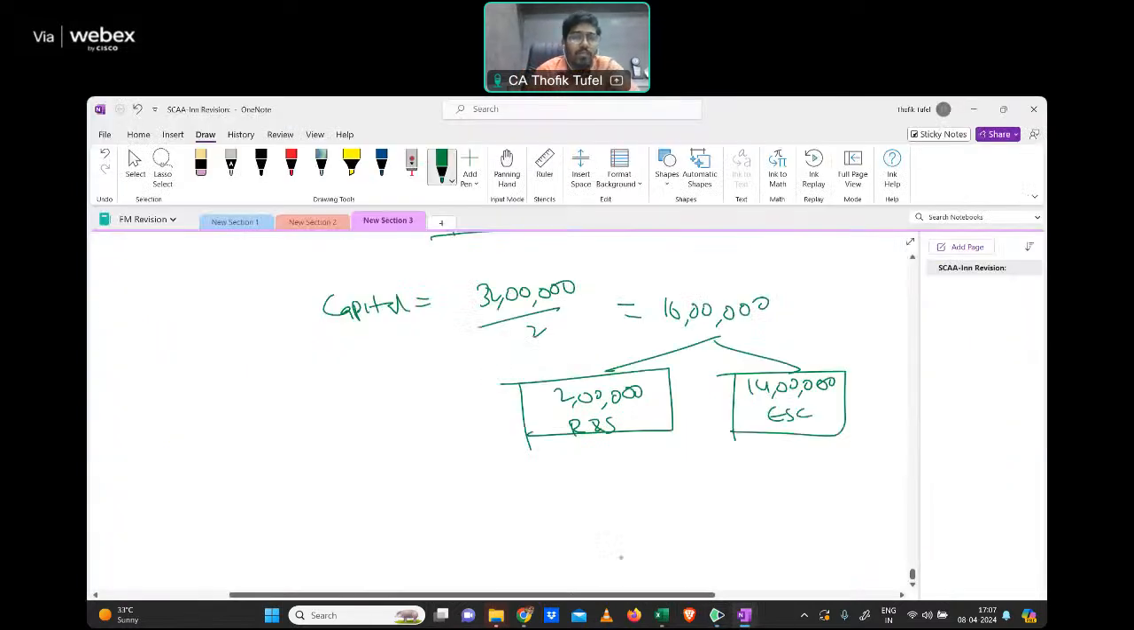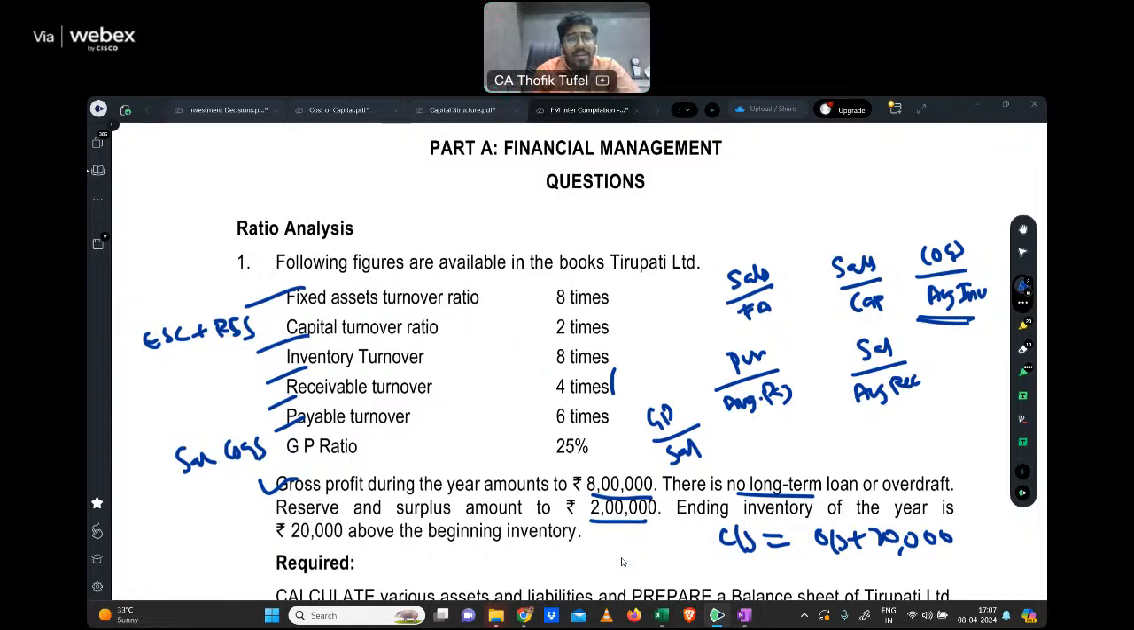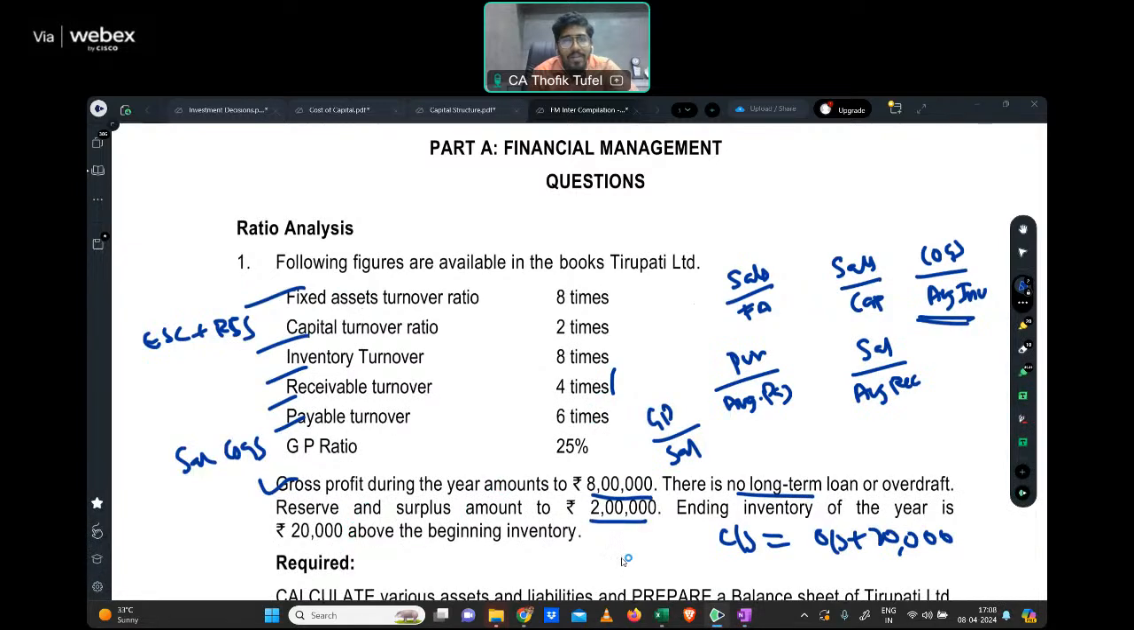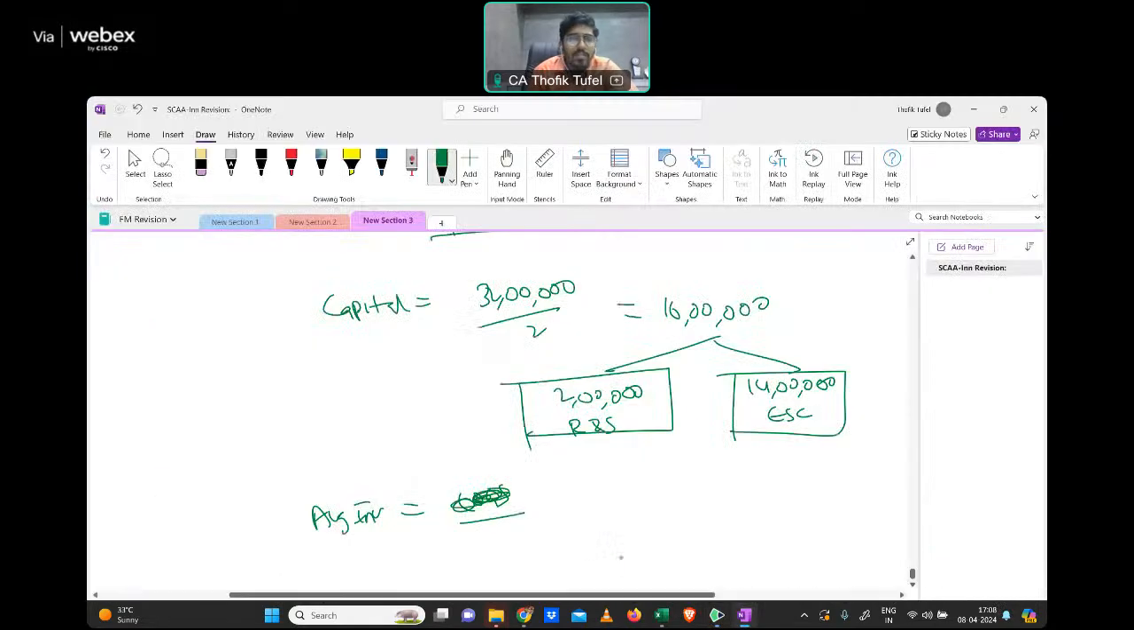Now inventory turnover ratio. What I want to do is find out my average inventory. So average inventory is equal to my cost divided by inventory turnover ratio, that is 8 times. So what is my cost? My cost is 24 lakhs. 24 lakhs divided by 8 gives 3 lakh rupees. So 3 lakh rupees is my average inventory.